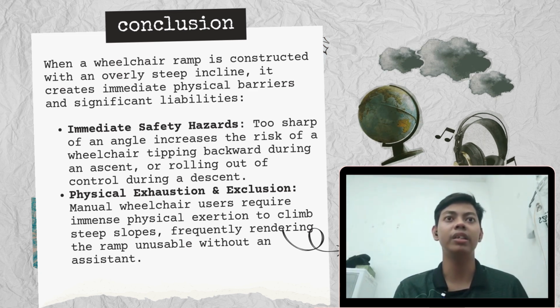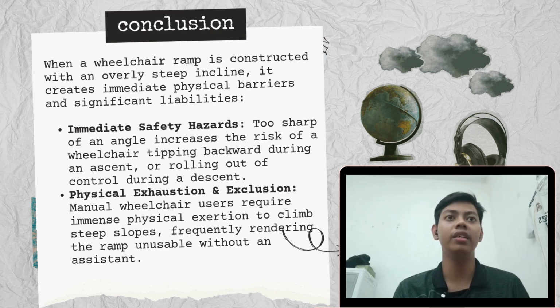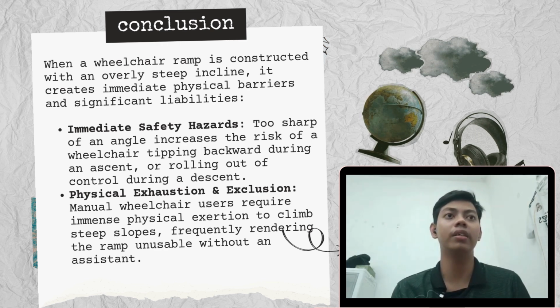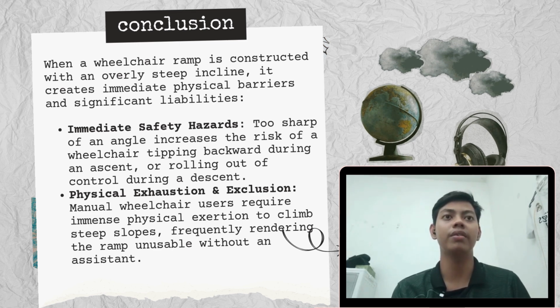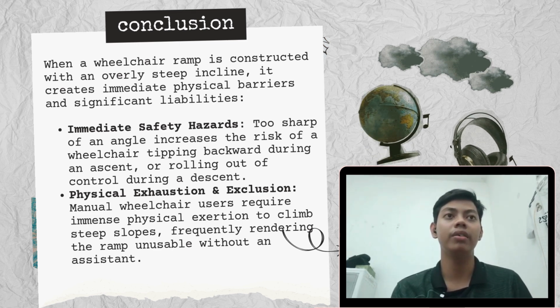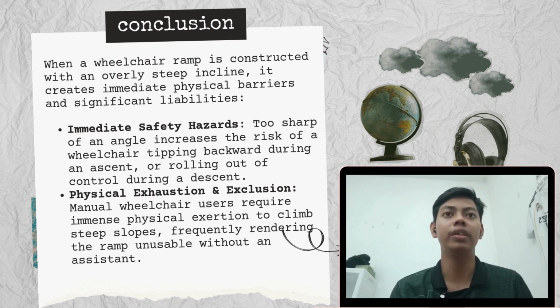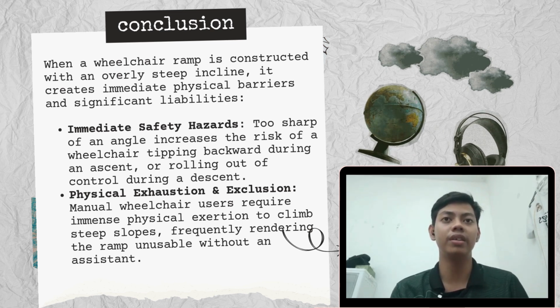First, it creates an immediate safety hazard. An angle that's too sharp directly increases the risk of a wheelchair tipping backward during ascent. On the way down, it increases the danger of the wheelchair rolling out of control during descent.